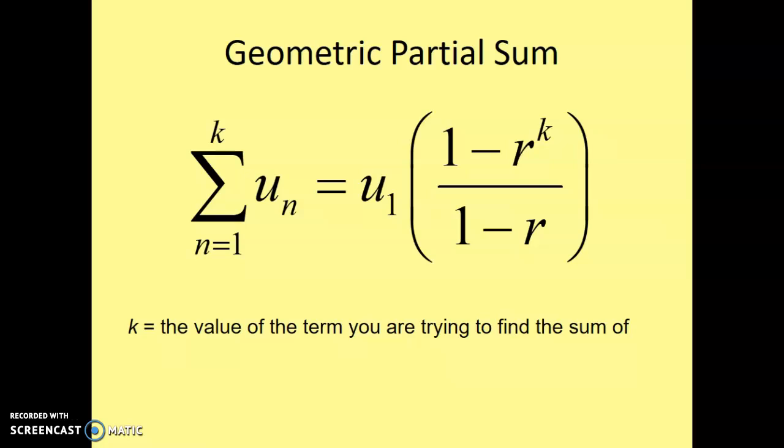All right. The other part of this is the geometric partial sum. Again, you'll see the summation notation on the left. You don't really need that. It's just to show you that this is a partial sum. And the formula, again, has some common pieces in it that you've seen before. The u sub 1 is the first term of your sequence.